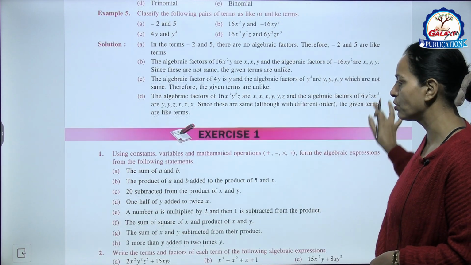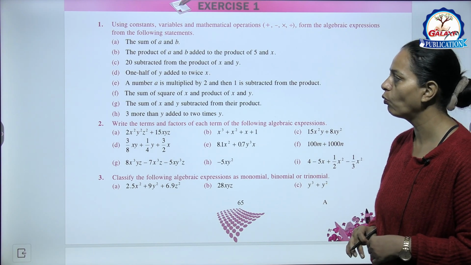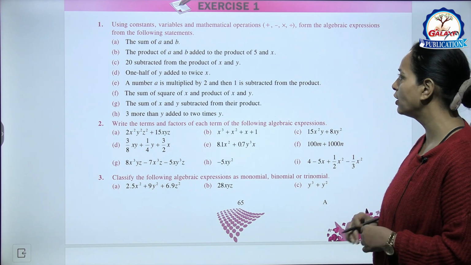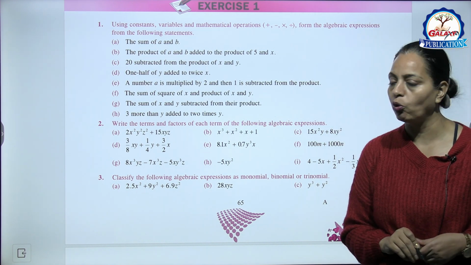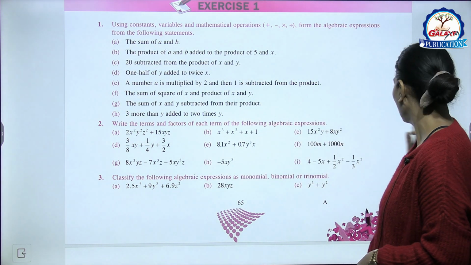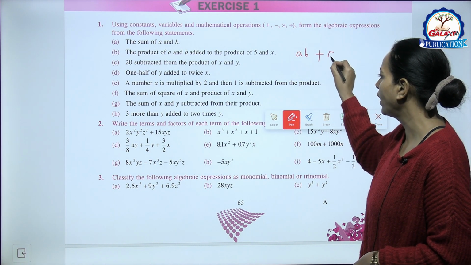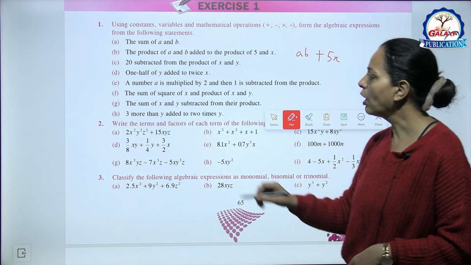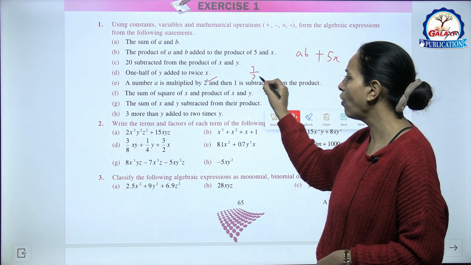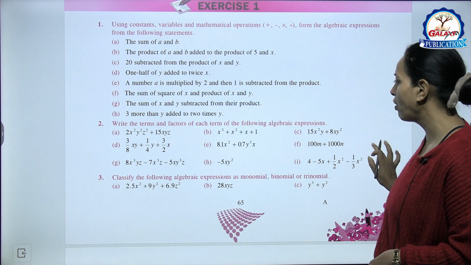Now here exercise 1, based on such type of examples. See question number 1. Using constants, variables and mathematical operations plus, minus, multiply and division, form the expression from the following statements. Like B part, the product of A and B added to the product of 5 and x. So what will you get? A into B, AB plus 5x. Okay. Now see D part, 1/2 of y added to twice x. Half of y plus twice, 2 times of x. Similarly, you can try remaining parts.